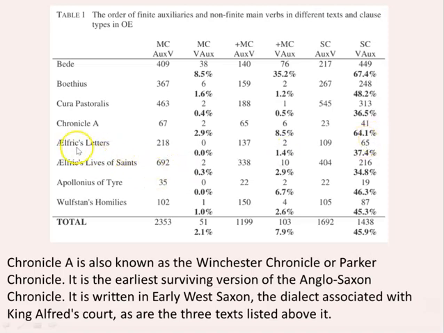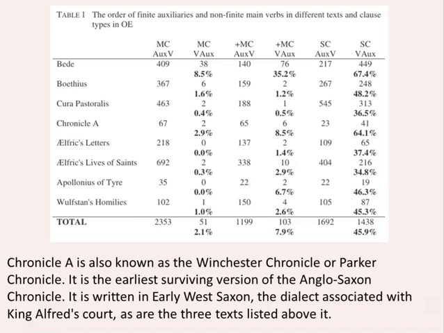In late West Saxon, it drops a bit, as you can see here. So from early West Saxon and late West Saxon combined, it's about 46%. All right. Chronicle A is also known as the Winchester Chronicle or Parker Chronicle. It is the earliest surviving version of the Anglo-Saxon Chronicle. It is written in the early West Saxon, the dialect associated with King Alfred's court, and as are the three texts listed above it. So the top four here are early West Saxon dialect. You can see there's quite a strong tendency for the verbs to go to the end of the subordinate clause, but not always.